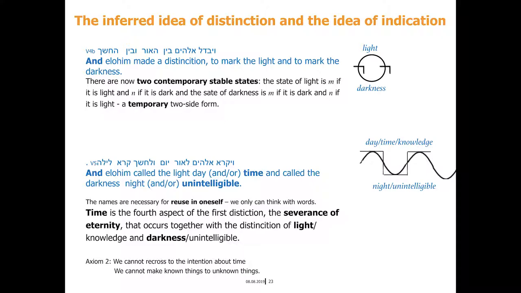And, sign of relation, Elohim called the light time or day, and called the darkness night or unintelligible. Time is in the conception of Genesis the fourth aspect of the first distinction. The severance of eternity that occurs together with the distinction of light and darkness.